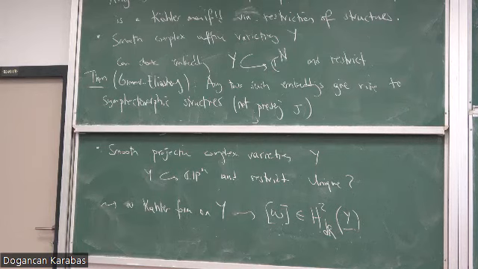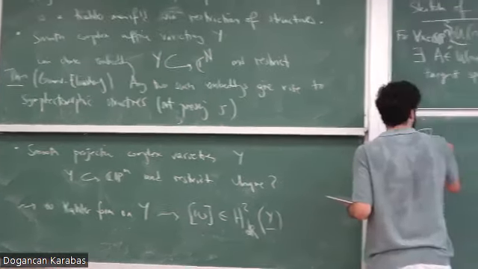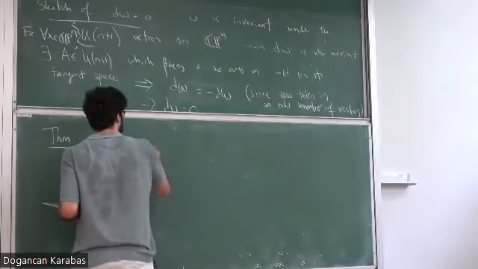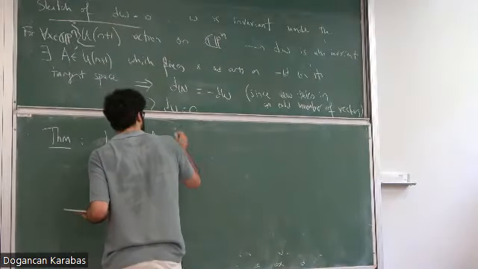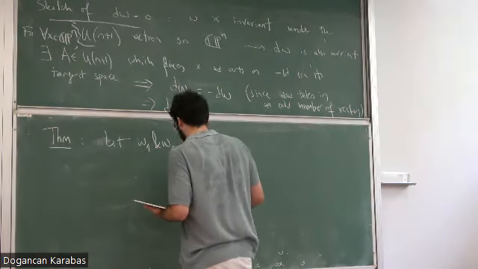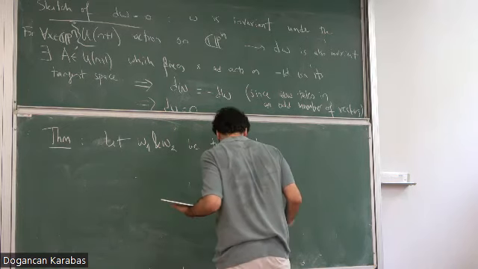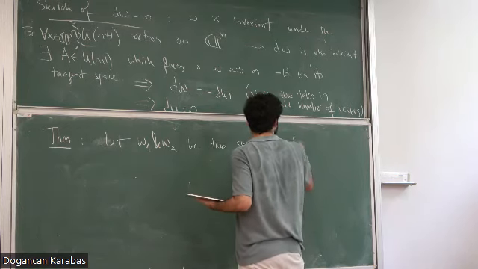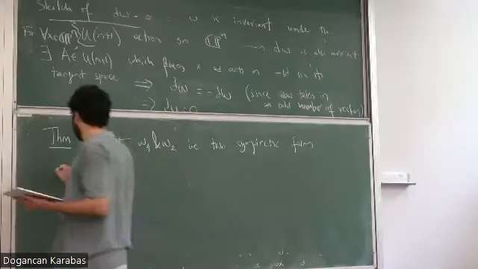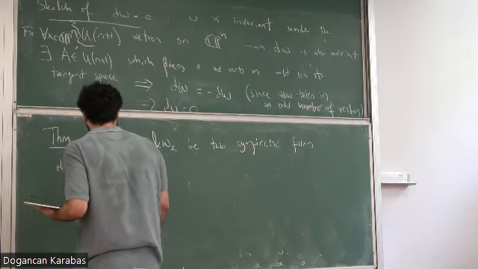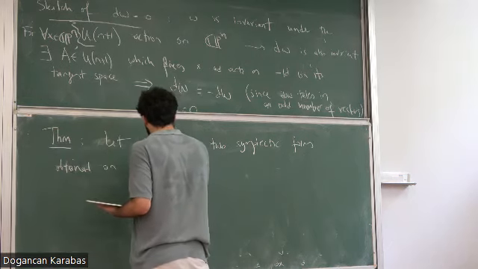And now let me write the theorem. So, theorem: let W1 and W2 be two symplectic forms obtained on Y in this way.